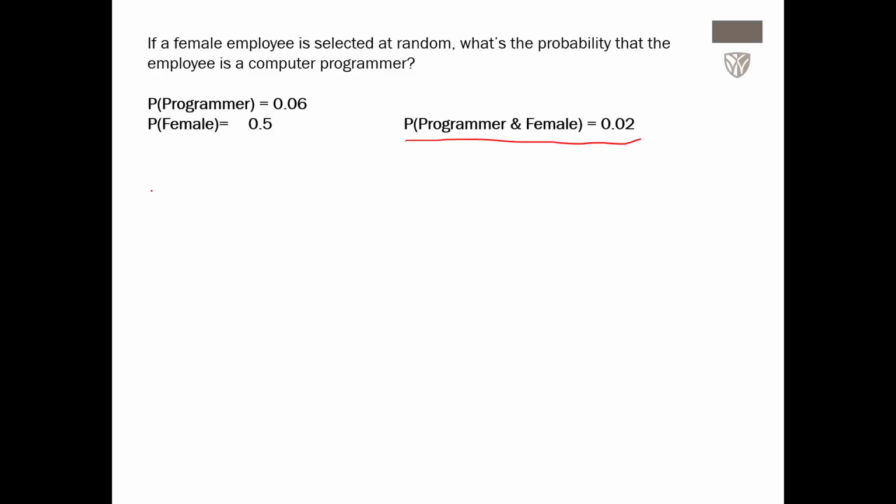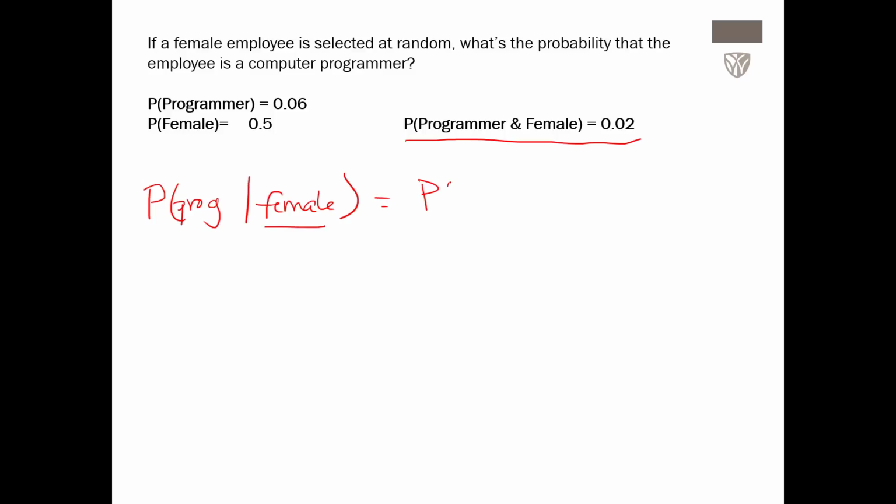So in these conditional probabilities, the thing that we are conditioning on, the given part, the subset part, goes on the right-hand side of this bar. So in this case, that is the idea that an employee is a female. And the probability that we want to compute goes on the left-hand side. So we want to know, given that an employee is a female, what's the probability that that person is a programmer? Okay?